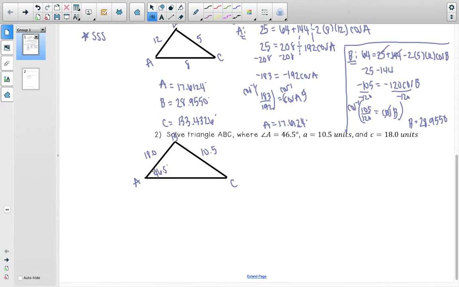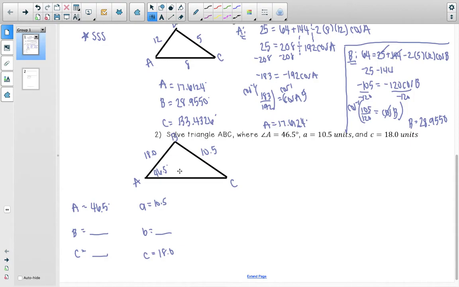Okay, let's see what we can do with this. So we have to solve the entire triangle, which means we need angle A, angle B, and angle C. Luckily, we already have angle A. Oops, let's put that there. And we have side A. We do not have side B. And we have side C. Now, you could use the law of sines here because you have a complete set, but we're not going to. So we're going to figure out what we can do with this.